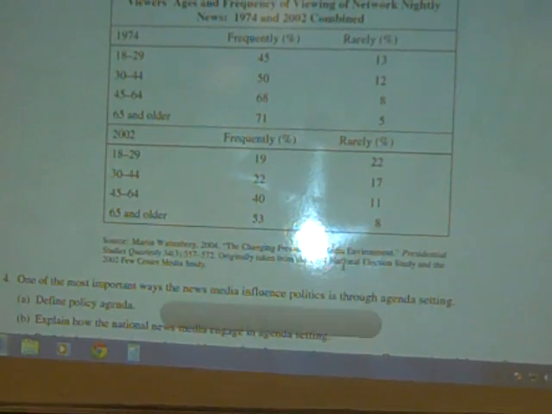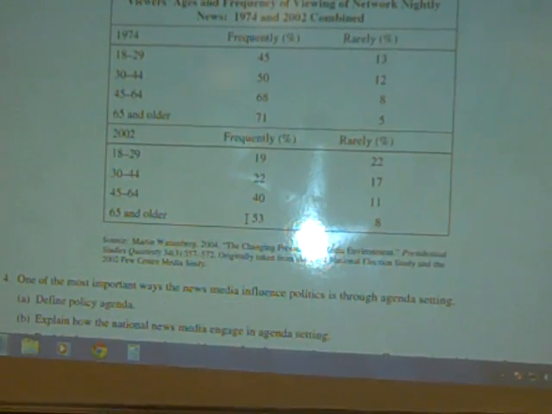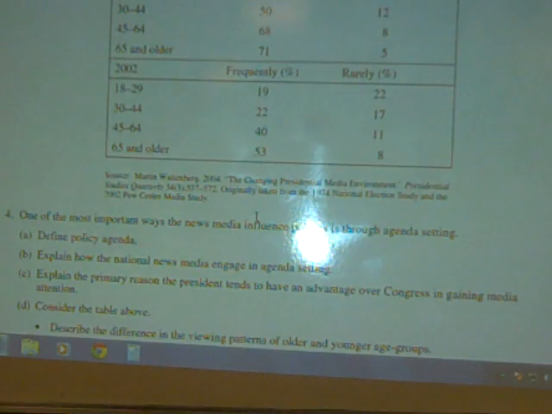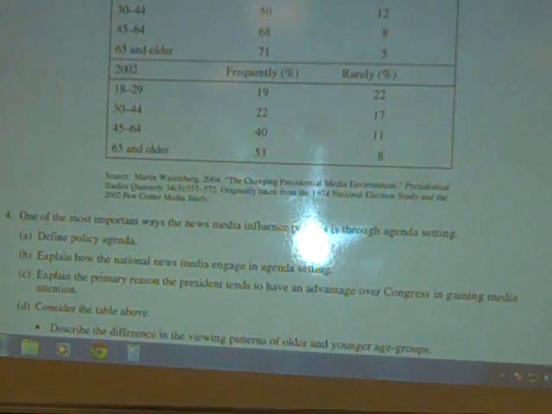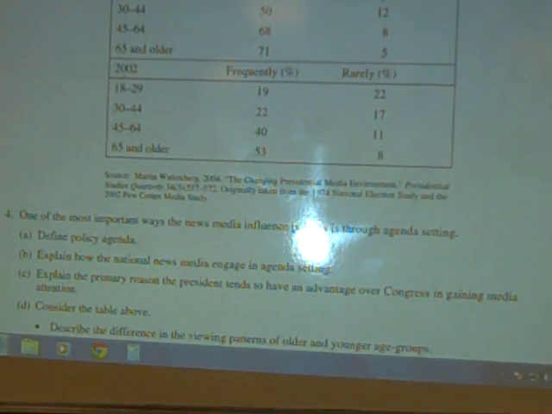All right, but this is a nice little table or chart or whatever you want to call it. Let's see. All right, viewers, ages, and frequency of viewing nightly network news, 1974 and 2002. Looks like the overall trend is young people watch the news less, and old people watch the news more. Couldn't you say that? Whether it's 1974 or 2002.